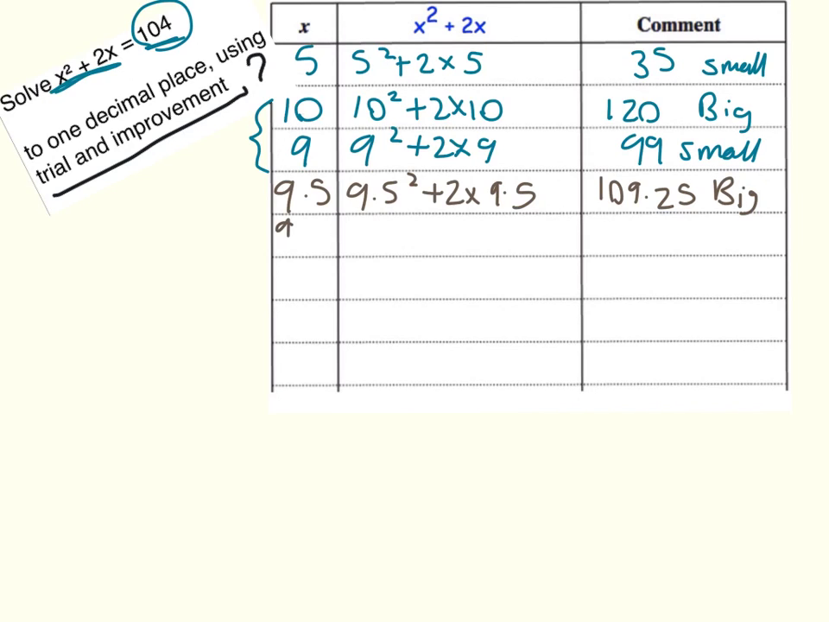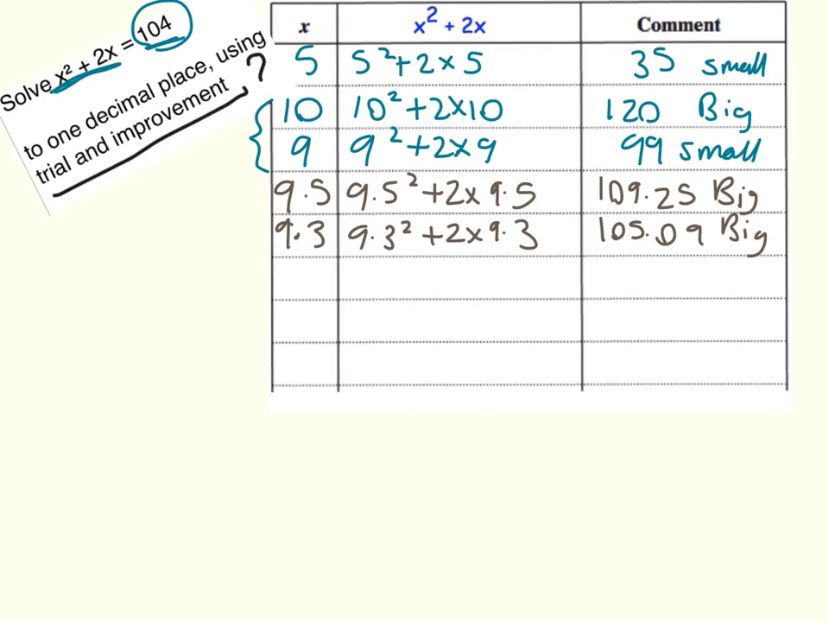So let me try something a little bit smaller than that, say 9.3. So 9.3 squared plus 2 times 9.3. So all I'm doing is guessing. And from my previous guess, I'm trying to improve or get closer to the answer. So 9.3 gives me 105.09. And that's too big.